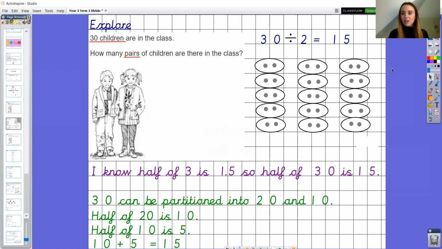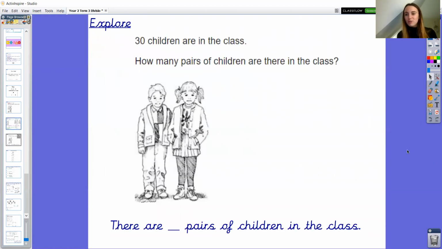Brilliant, well done, year two. Let's have a look at how we're going to answer this question now. So 30 children in a class, how many pairs of children are there in the class? So the sentence is, there are pairs of children in the class. It's really important we also write this in our book, making sure we answer in a full sentence. Okay, so let's say it together and fill in the blank. There are 15 pairs of children in the class. Well done, year two.